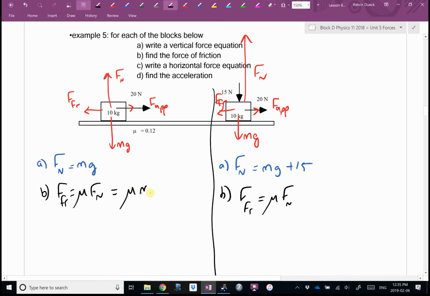Now again, let me emphasize, you will never ever hear me say friction equals mu mg. It does not equal mu mg. It equals mu times the normal force. And in this case, because it's a fairly basic question, the normal force is the same as mg.